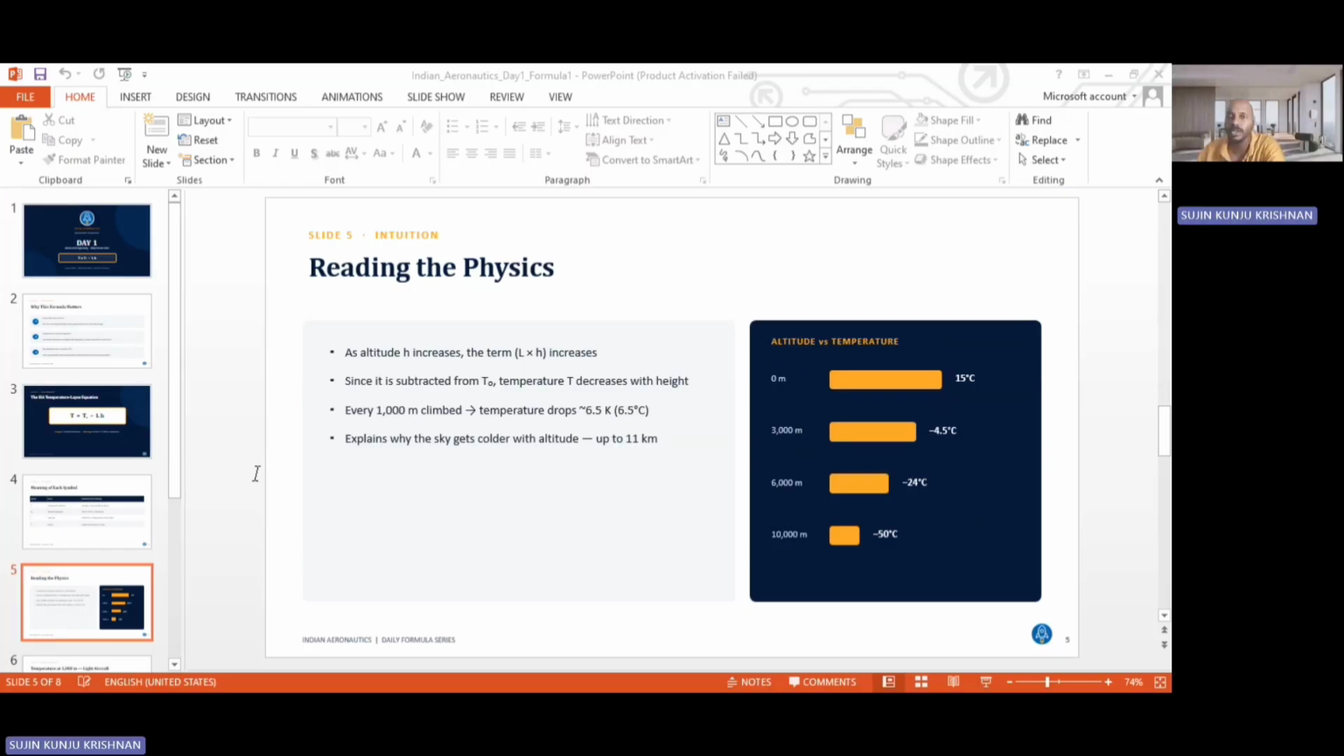One important limit to remember: this straight line formula only holds from sea level up to 11,000 meters. That layer is called the troposphere. Above that, in the stratosphere, temperature actually stops dropping and levels off. We will cover that boundary case separately.